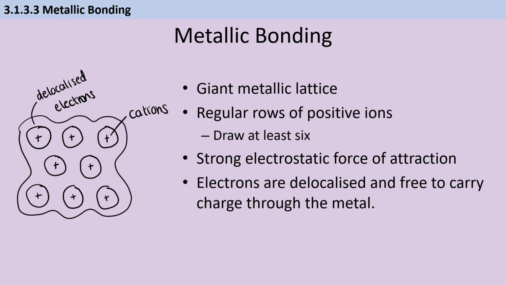Metals consist of a giant metallic lattice, which is made up of regular rows of positive ions and a sea of delocalized electrons. If you're asked to draw this, you should make sure that you're drawing at least 6 ions. There is a strong electrostatic force of attraction between these positive ions and the delocalized electrons. Metals are able to conduct electricity because the electrons that are delocalized are free to move and carry charge through the metal.